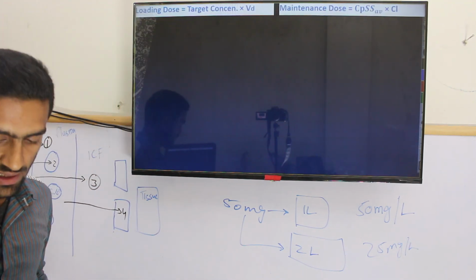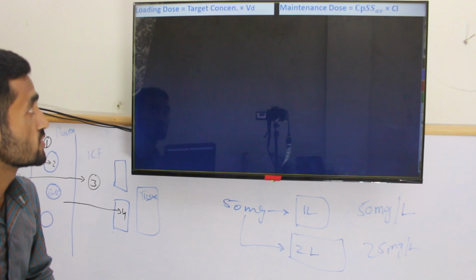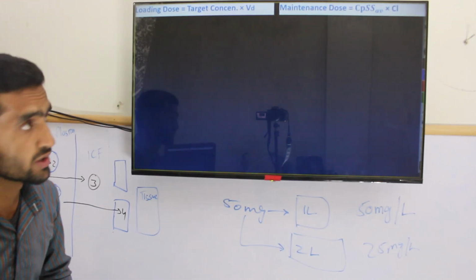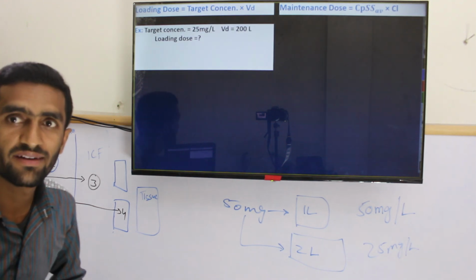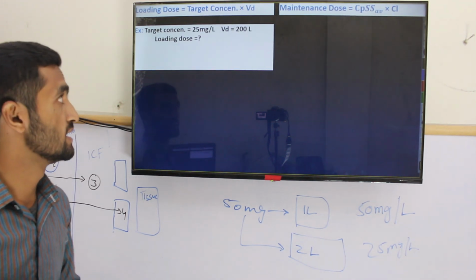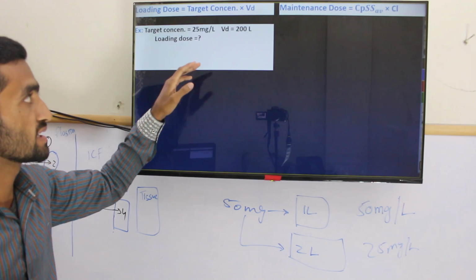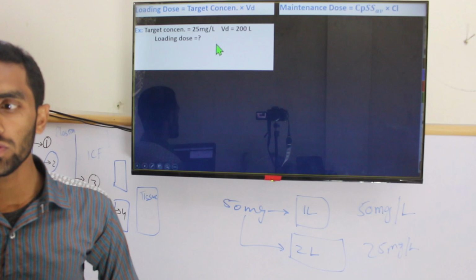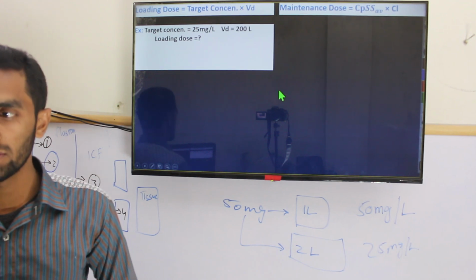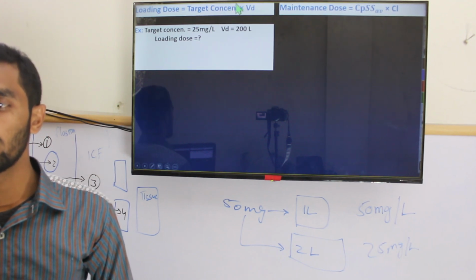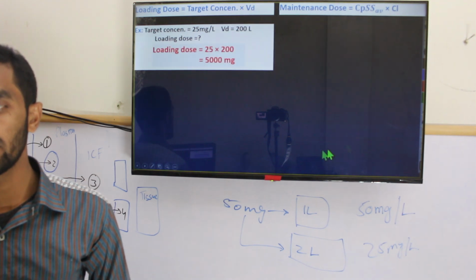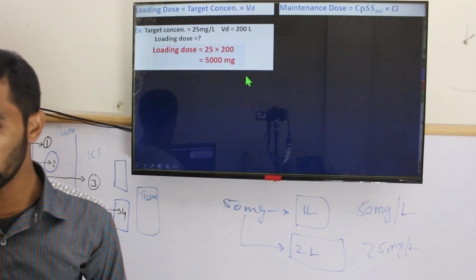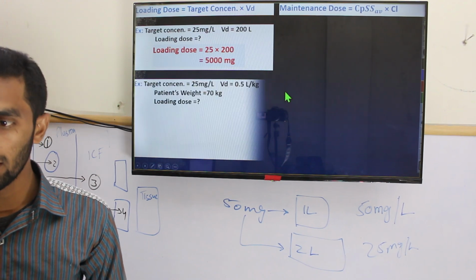Okay, so just some example. Loading dose is target concentration multiplied by the volume of distribution. So let's see, our target is 25. What you will see, 25 mg per liter, and volume of distribution is just 200 liter. So calculate the loading dose. Simple. Multiply both these things. 25 multiplied by 200, your result will be 5000 mg. So this is your loading dose in this condition.